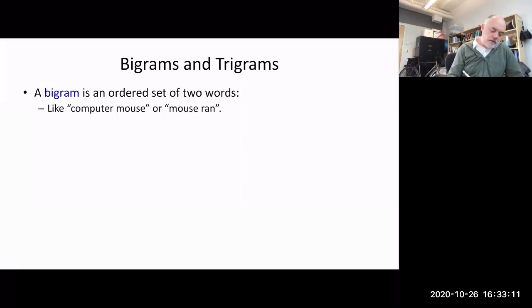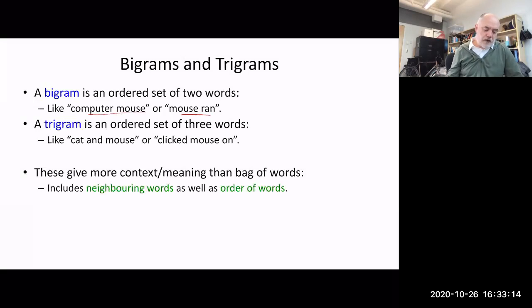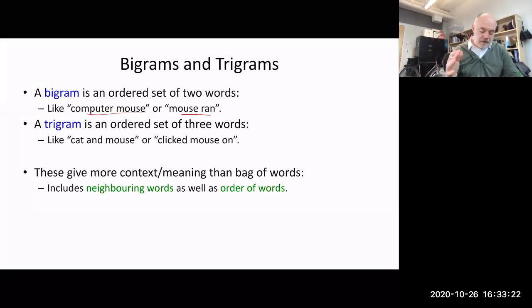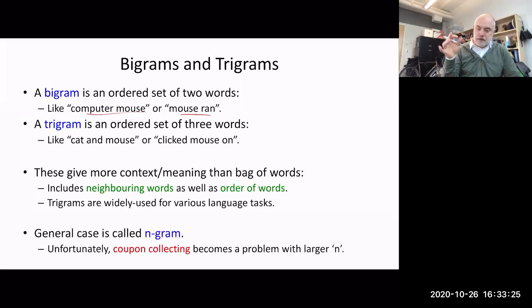So a bigram is an ordered set of 2 words, like computer mouse or mouse ran, and a trigram is a set of 3 words, right? And these give a little bit more context than just straight bag of words. They include neighboring words as well as the ordering of the words in those pairs and triples. Trigrams and up to basically 5 grams are very widely used for various language tasks, but trigrams in particular. The general case is called an n-gram. I've done a bunch of work on n-gram modeling. Of course, if you're going to do counting, the coupon collecting problem becomes larger with large n of n-gram, right?